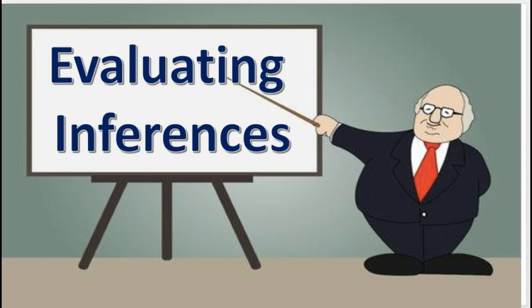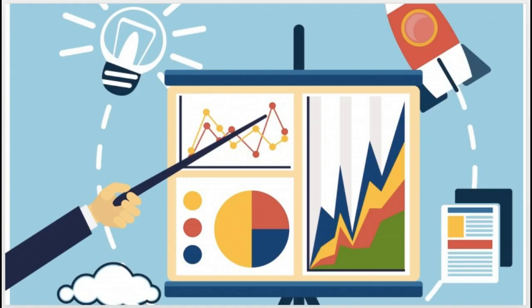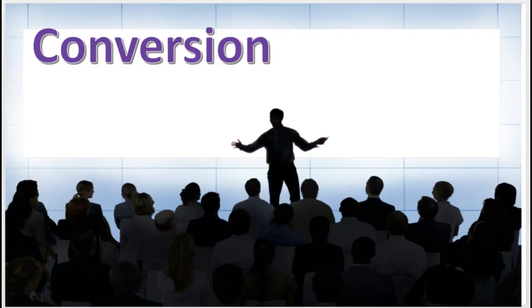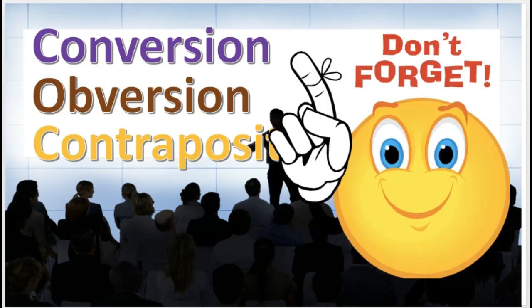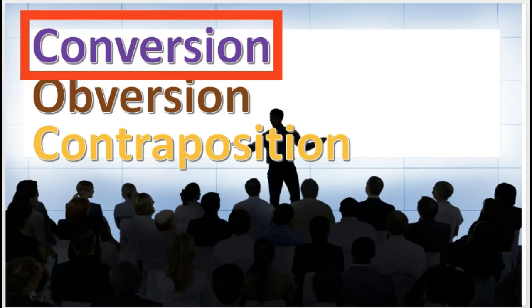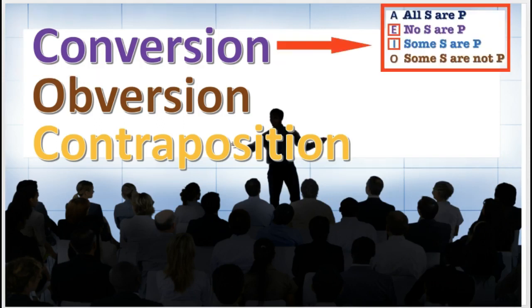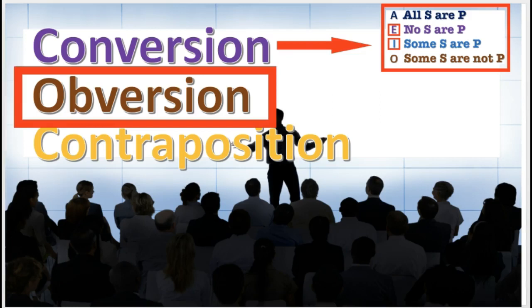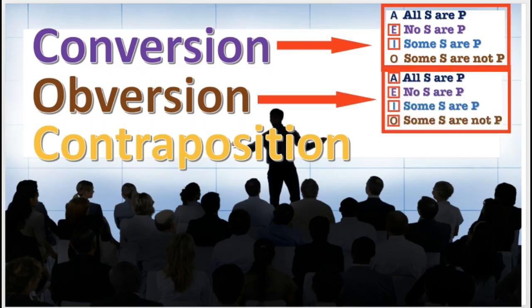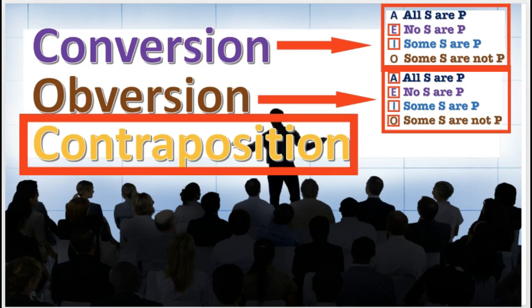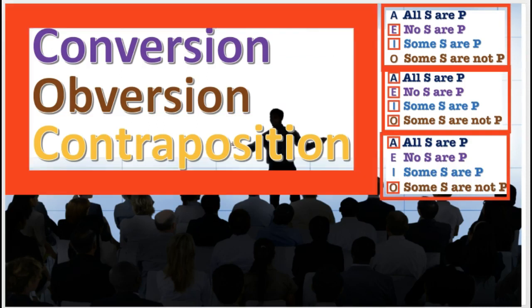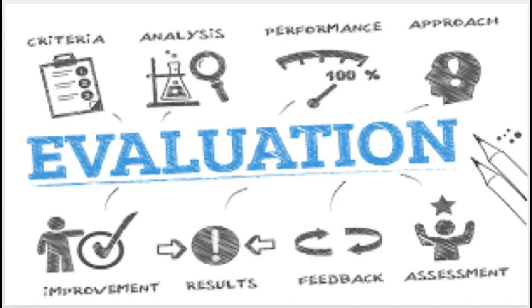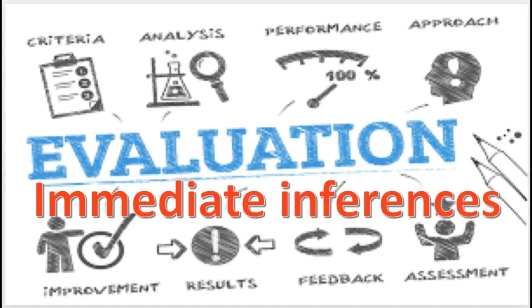Evaluating inferences is the topic of this video. Now, in the last few videos, we discussed conversion, obversion, and contraposition. Remember, conversion gives logically equivalent results for E and I propositions. Obversion gives logically equivalent results for all four propositions, and contraposition, logically equivalent results for A and O propositions. Now these operations can be used to evaluate immediate inferences.